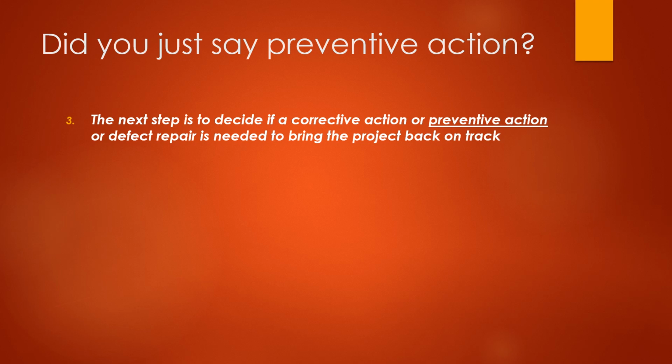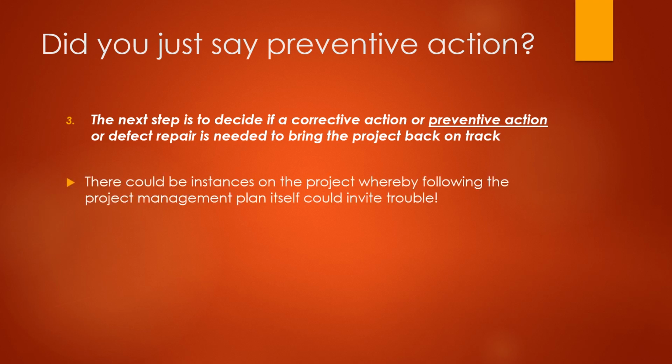And that is what we are covering in this slide. So there could be instances on the project whereby following the project management plan could itself invite trouble. So what do we mean here? What we mean here is, let's say there is no variance in the measurement that you did, in the analysis that you did.